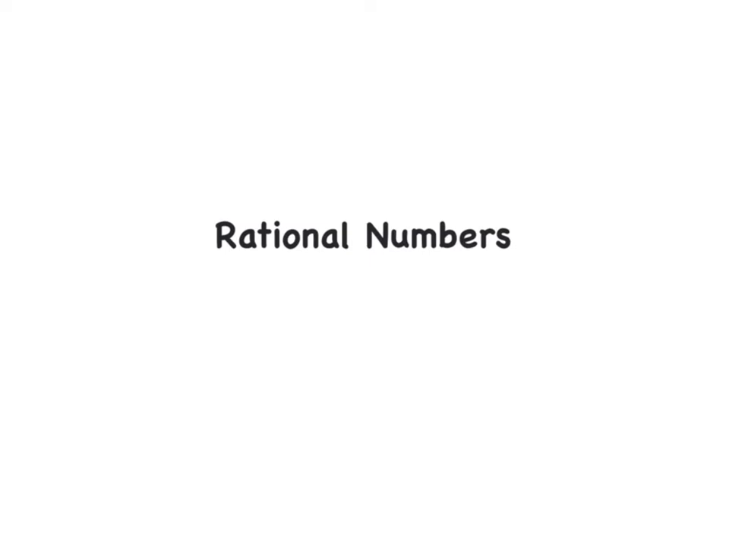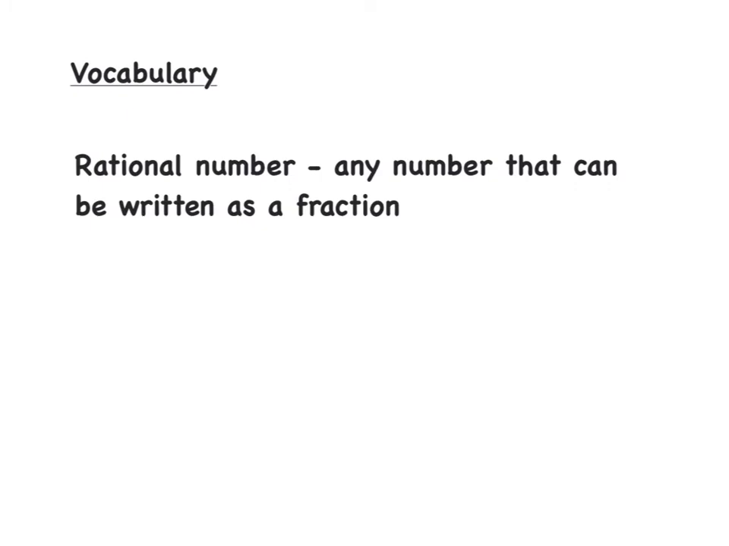Alright, so today the section that we're going to be talking about is rational numbers. So, what are rational numbers? Rational numbers are any numbers that can be written as a fraction. For example, I could do 0.87. That can be written as a fraction. Or negative 23. That can be written as a fraction. Or 2/3. These are just some examples of rational numbers.